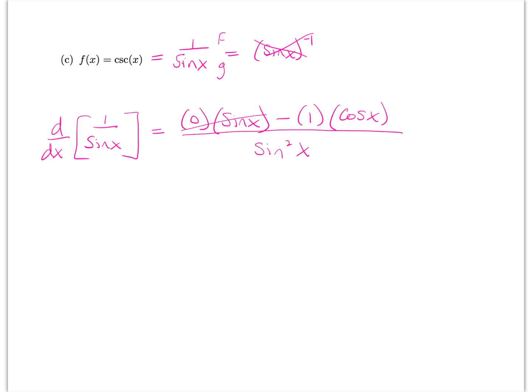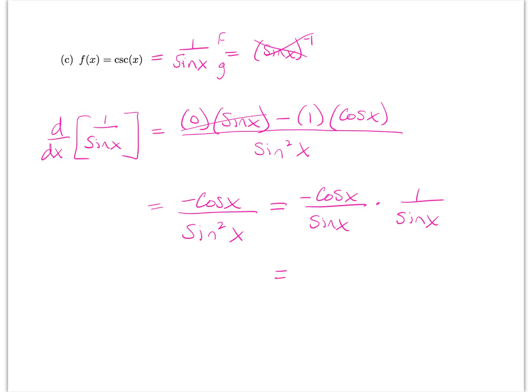So that whole term just goes away because 0 times anything is 0. So this becomes negative cosine x over sine squared x. We could call that the derivative, but it is convention to simplify this a little bit. And in the same fashion that we did in the last example, I'm going to rewrite this as negative cosine x over sine x times 1 over sine x. And cosine over sine is cotangent. So this is negative cotangent x, and 1 over sine is cosecant. So this is negative cotangent x times cosecant x.